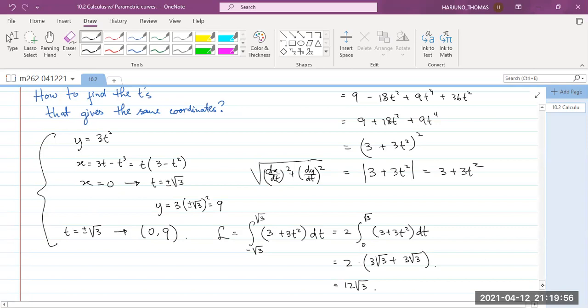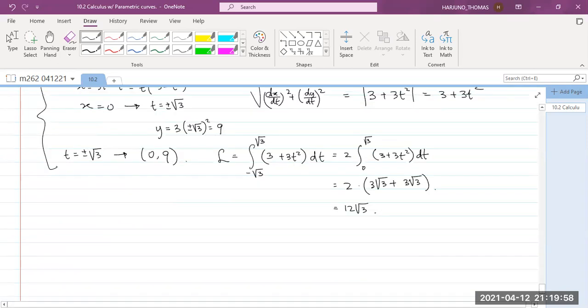Number 62. I think I did number 62 in my earlier session, but I'll do it anyway. Number 62, we have the curve x equals 3t minus t cubed, y is 3t squared. Hey, that's the same question we had earlier.